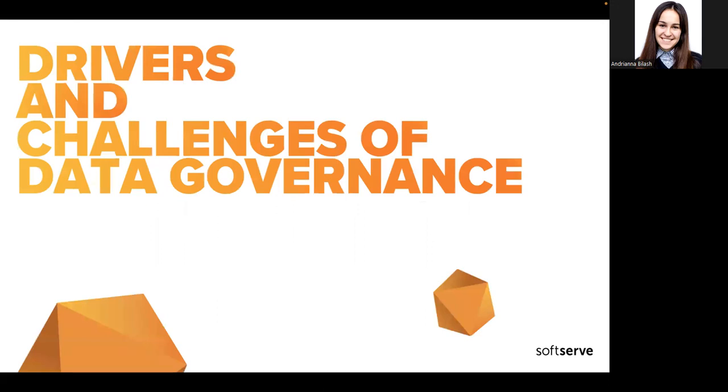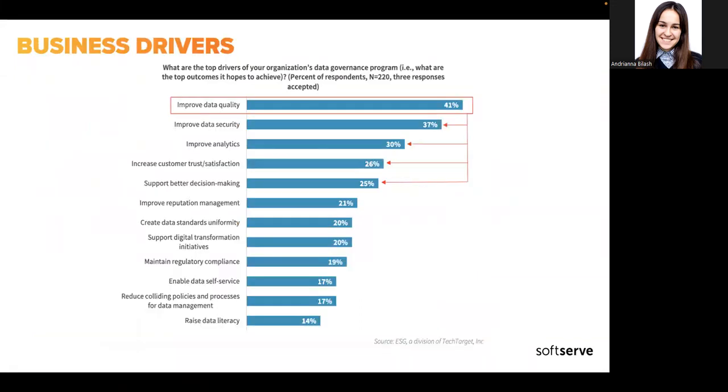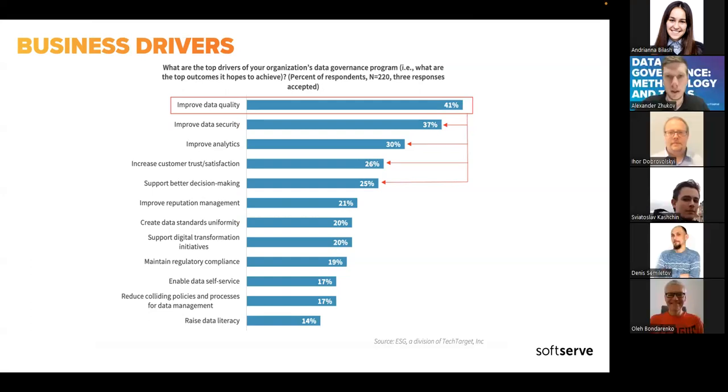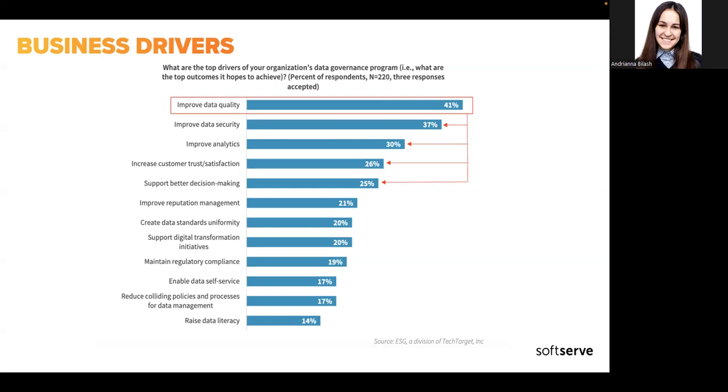And now let's talk a little bit about drivers and challenges of data governance. The same report gives you an answer of what are the typical organization's business drivers, and you see that the top five are related to data quality. But improved data quality itself is kind of an abstract thing until we can identify what business value it gives. And the next, second, third and fourth items in this chart say that improved data security is related to data quality, improved analytics and increased trust and better decision making.